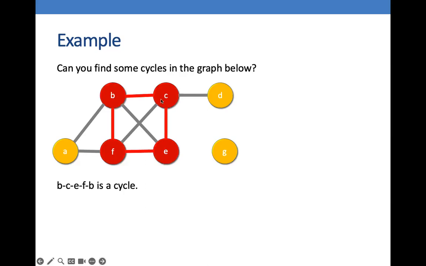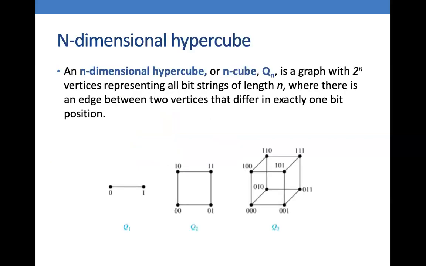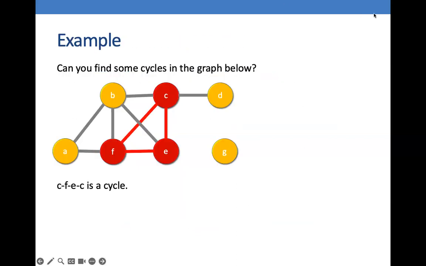So we have B, C, E, F, and then D. And then this is also another cycle: D, F, A, and then B. So it always goes back to where it started. And this is also another example of a cycle: C, F, E, and then C. Or you can go the other way around as long as the first and last vertex are the same. Okay? So that's all.